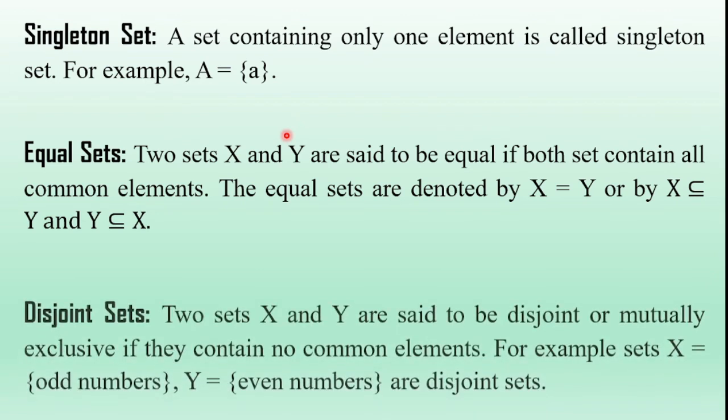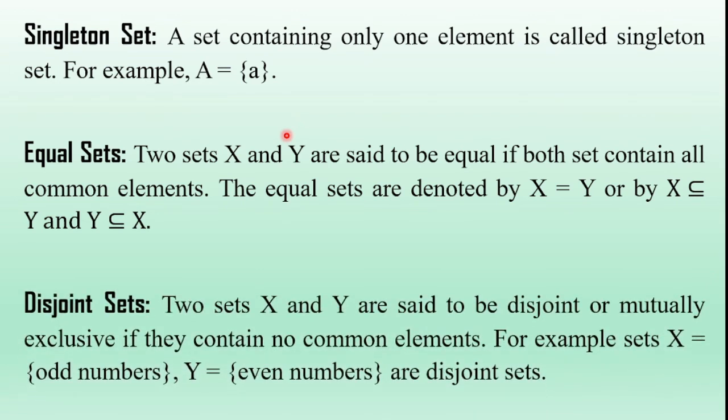The next definition is disjoint sets. Let us consider two sets X and Y. Two sets X and Y are said to be disjoint sets, or mutually exclusive sets, if they contain no common elements. A good example: set X is defined as odd numbers and set Y is defined as even numbers. These two sets have no common elements, so X and Y are disjoint sets.